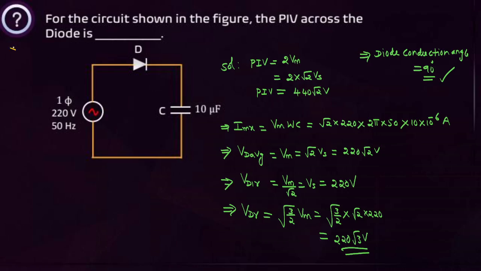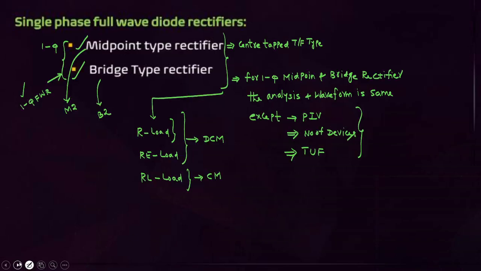Then with respect to C load, you have to practice these questions. If any question is asked for the C load, this model of question is important: peak inverse voltage, maximum current, average diode voltage, RMS diode fundamental voltage, total RMS diode voltage, and conduction angle.